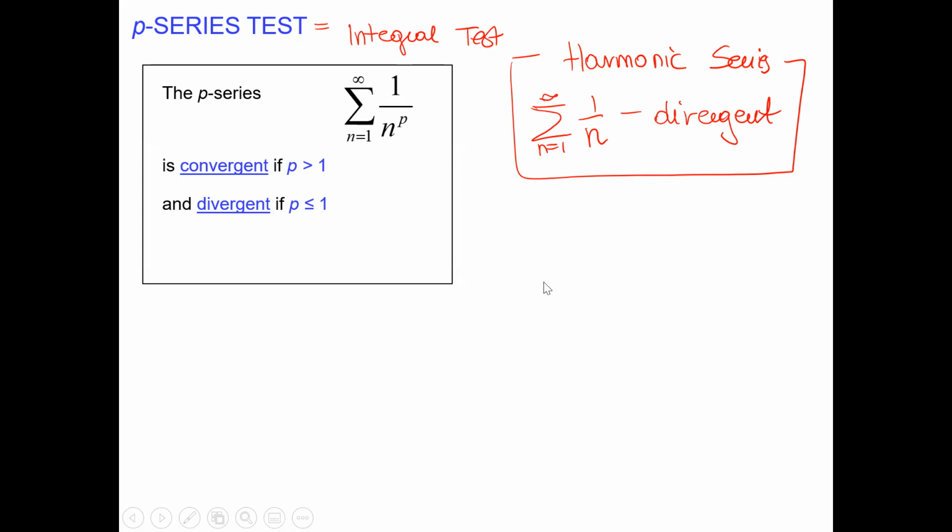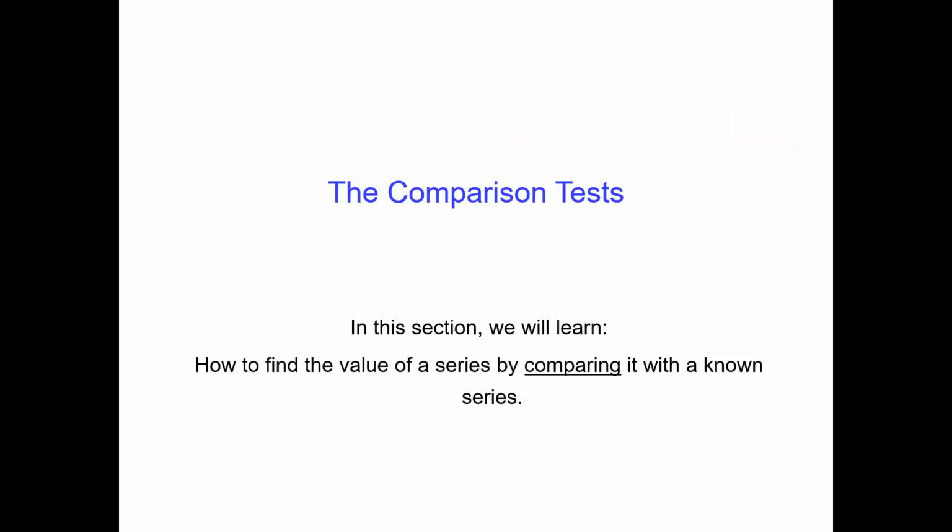Okay, so now let's look at this comparison test. Next test. What we will do, as the name is suggesting, we will try to compare the given unknown series to something that is known. And this will lead to the extra step that we have to find one additional series that we can compare our unknown to, and then make the proper conclusion of the comparison.